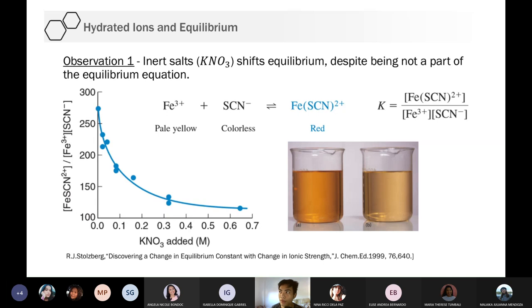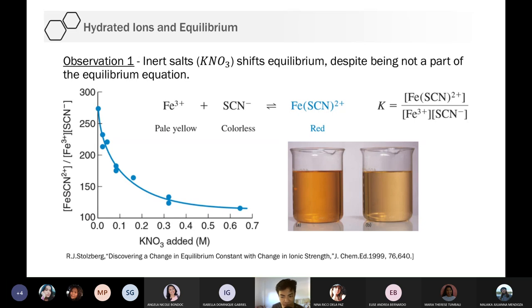Pero ganito yung napansin nila. They added inert salts. One of the common inert salts ay potassium nitrate. Ano meaning kapag sinabing inert? Ibig sabihin, it does not chemically react with other species. So, one of the best species na pwede ilagay sa mga ganyang solution ay yung potassium nitrate, because potassium and nitrate ions do not react with other ions. Readily soluble sila. So, pag naglagay daw sila ng potassium nitrate in the solution, what happens is that the equilibrium is shifted.